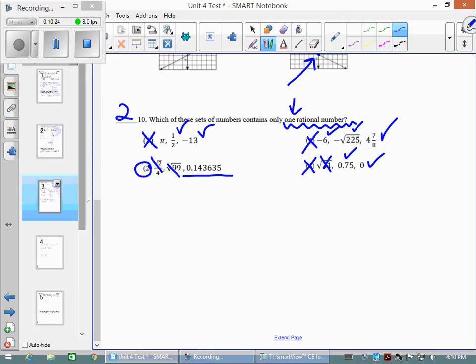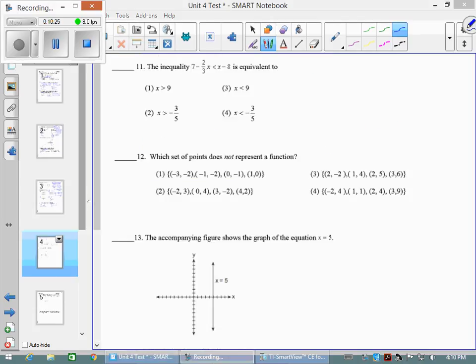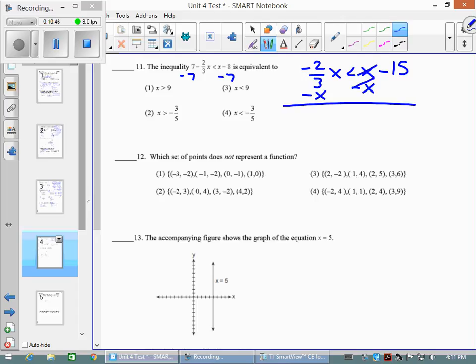Okay, question 11, we're being asked to solve this inequality. So we have constants on both sides, x's on both sides. So I'm going to start by subtracting 7. So I get negative 2/3 x is less than x minus, I'm subtracting 7 from a negative 8, so that's going to give me negative 15. And I'm going to subtract this 1x to the other side. Negative 2/3 minus 1, type that into your calculator, you should get negative 5/3. X is less than negative 15.